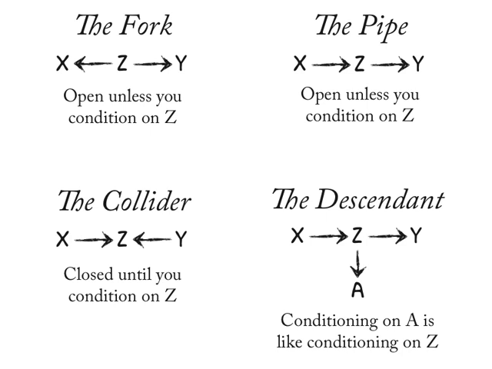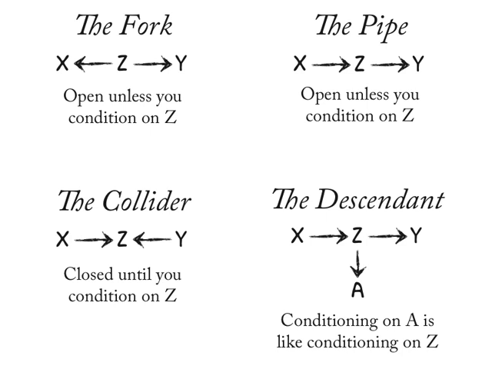And then the descendant is lurking in all of these. If there's something like A in this graph here that is a descendant of any variable, then if you condition on the descendant, it's like weakly conditioning on the variable itself, because A has information about Z. And so if you condition on A, you're partially blocking the path there. Does that make sense? So conditioning on a descendant of a collider is like conditioning on a collider, just a little weaker, depending upon how strongly correlated the descendant is with its parent.